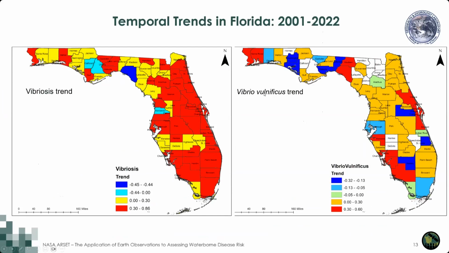We are particularly focused on Vibrio vulnificus because it tends to have more serious health complications than otherwise. Like I said before, Vibrio vulnificus often leads to amputations. It often leads to mortality if it is not treated properly over time. So even the Vibrio vulnificus trends in almost all the counties show a positive trend over time.